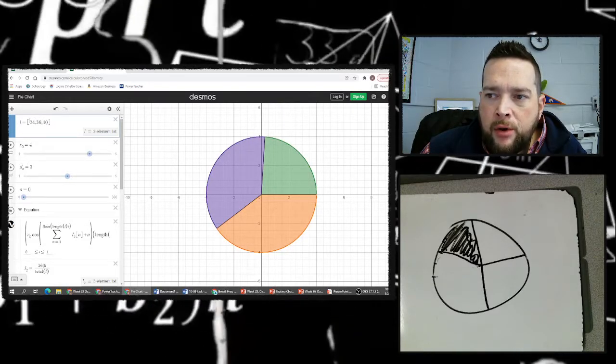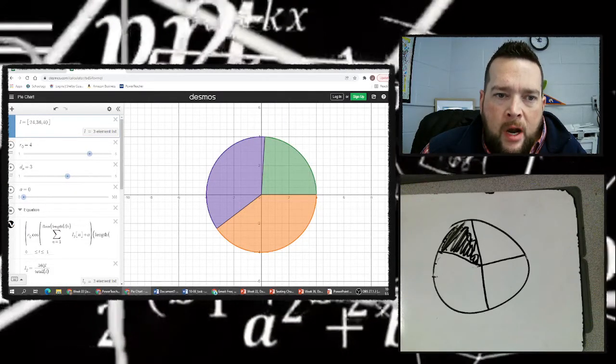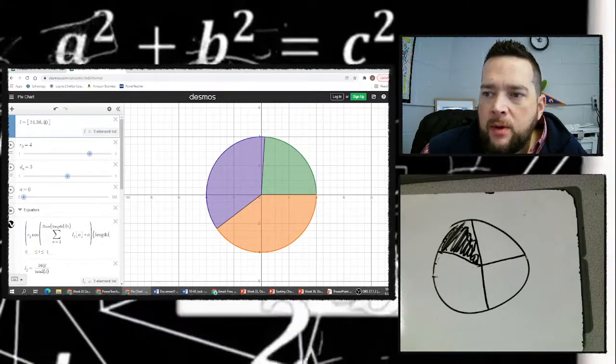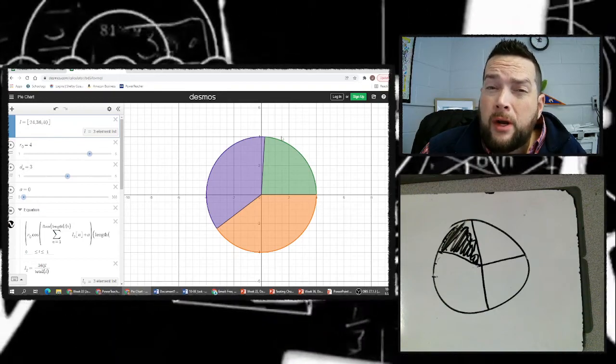By the way, those numbers should always add up to 100, because 100% is the whole. So when you add these three numbers, they should add up to 100. If they don't, you're going to have a janky looking pie.